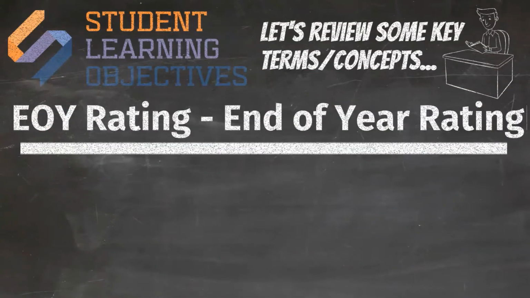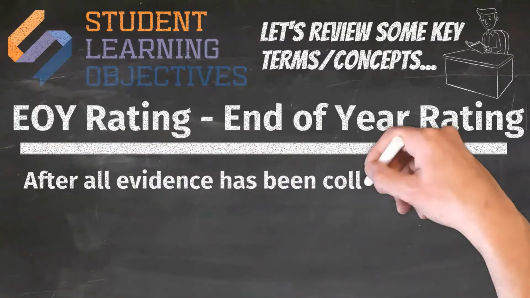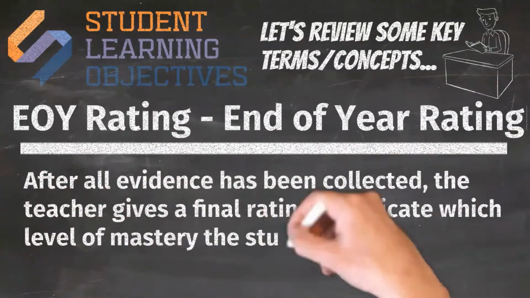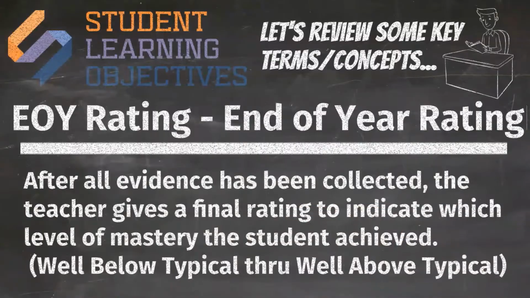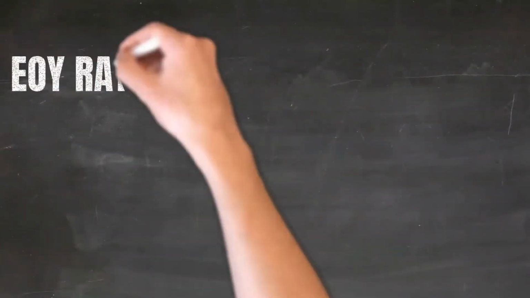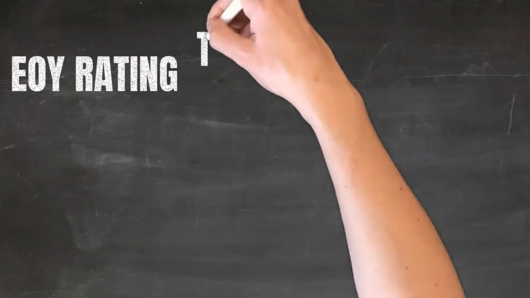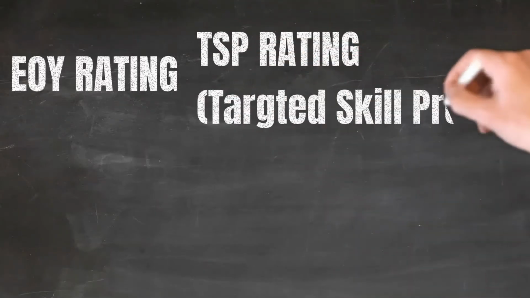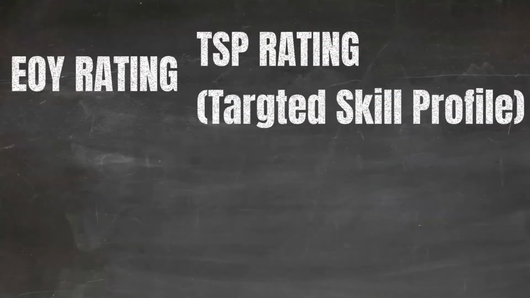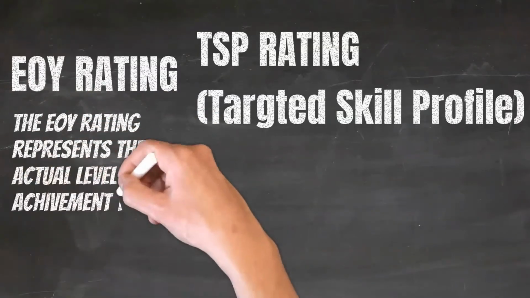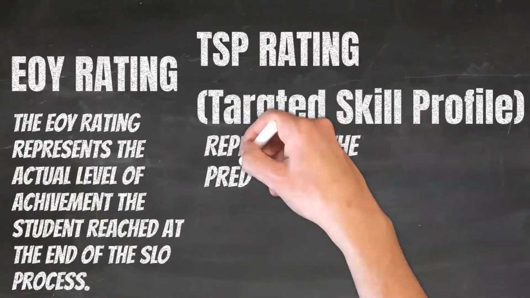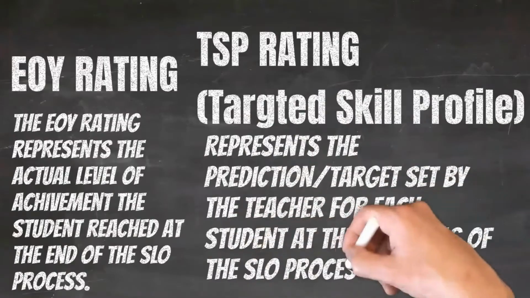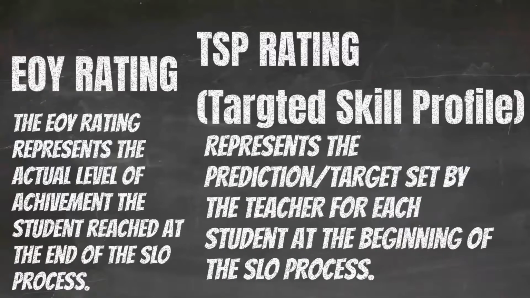EOY rating, or end of year rating. After all evidence has been collected, the teacher gives a final rating to indicate which level of mastery the student achieved. This could range from well below typical through well above typical. The EOY rating is different from the TSP rating, or Targeted Skill Profile rating, because the EOY rating represents what the student actually achieved, versus the Targeted Skill Profile rating, which is the prediction the teacher set for the student at the beginning of the year.